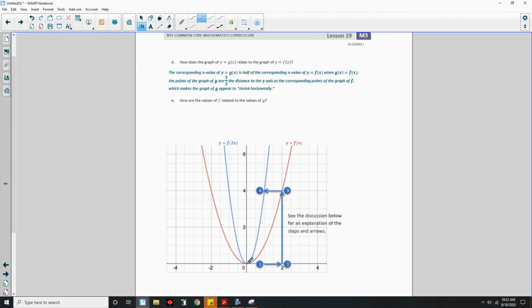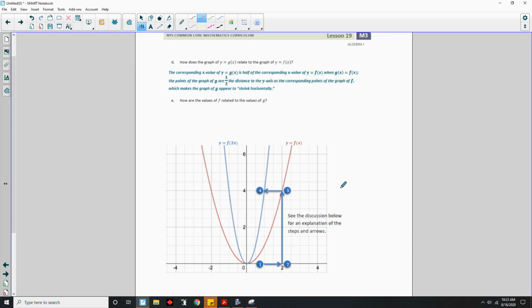So step 1 means go from 0 to 2. Step 2 says to go from 2 to 3. And to get to that same y value on g of x, we have to go half the distance we went. So this is a distance of 2, and this is a distance back of 1. And that's what they mean by half the corresponding x value of y equals f of x. So the x value that corresponds to this y value of 4, the x value on f of x is 2, and the corresponding x value on g of x is 1, which is 1/2 of 2.